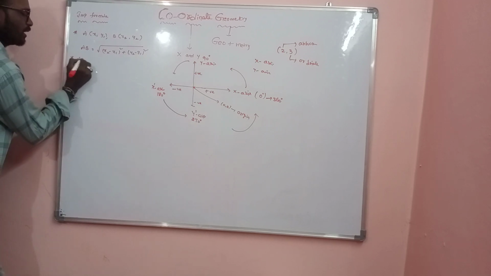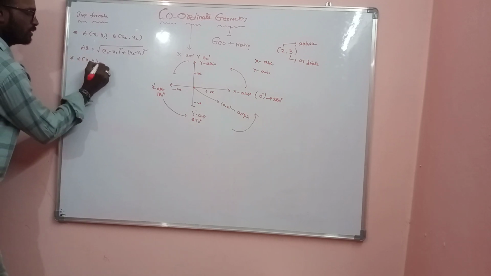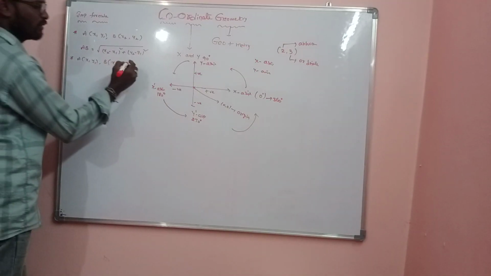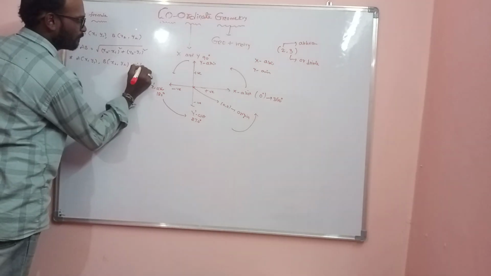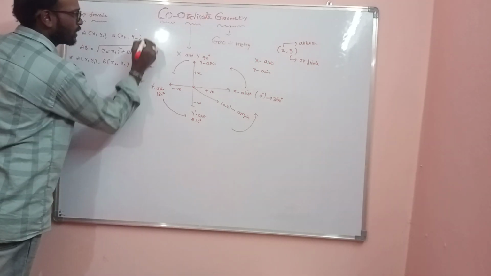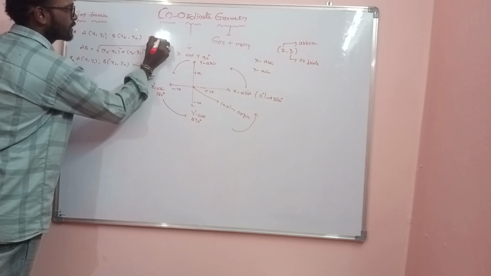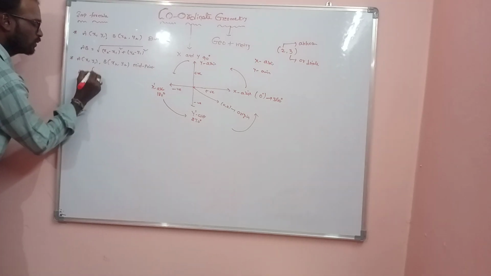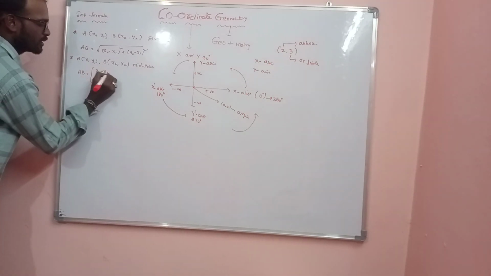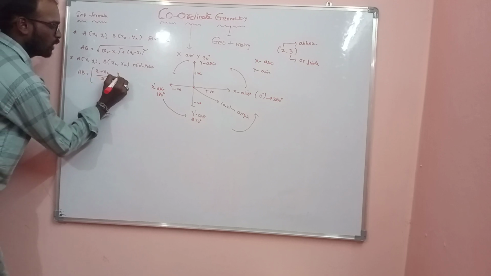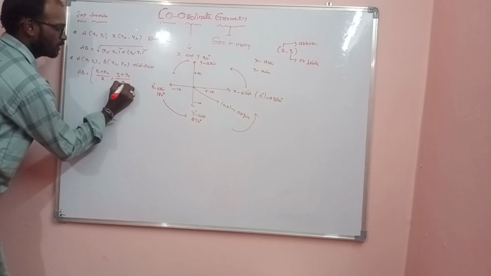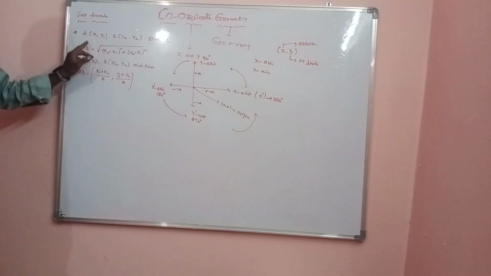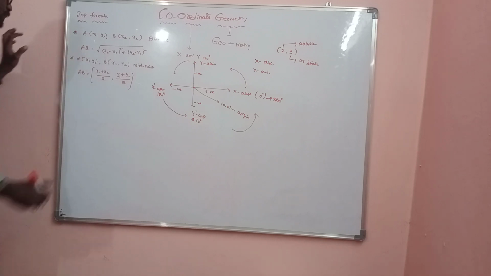Similarly, A is given as (x1, y1) and B as (x2, y2). Then to find the midpoint, this is the distance formula. The midpoint formula for AB is ((x1 plus x2) by 2, (y1 plus y2) by 2). This is the midpoint of AB, and the earlier one is the distance of AB.